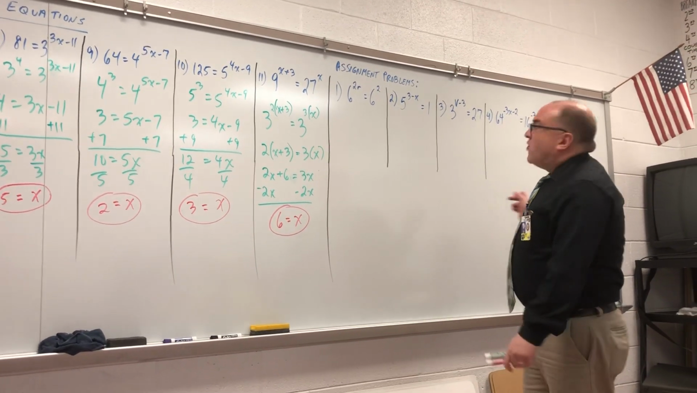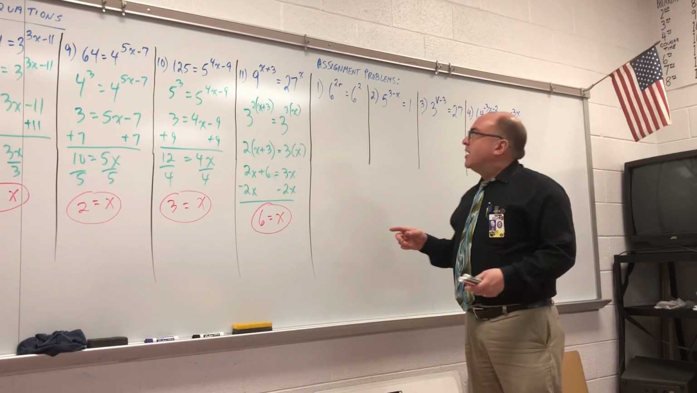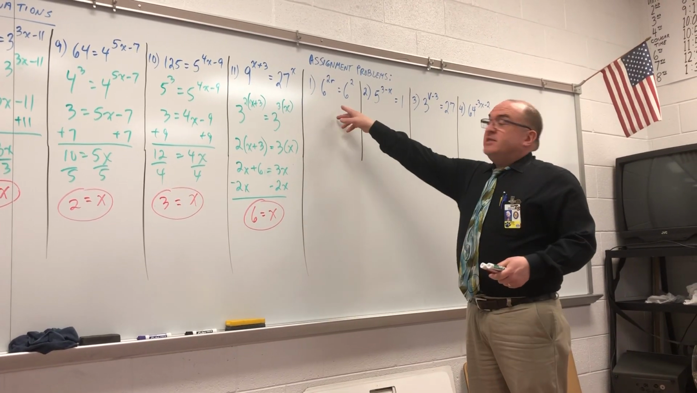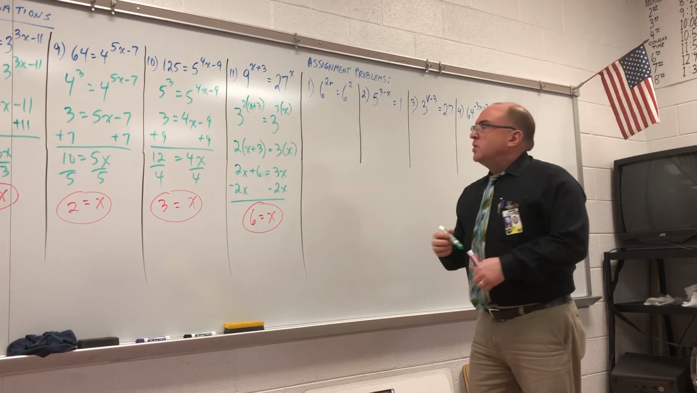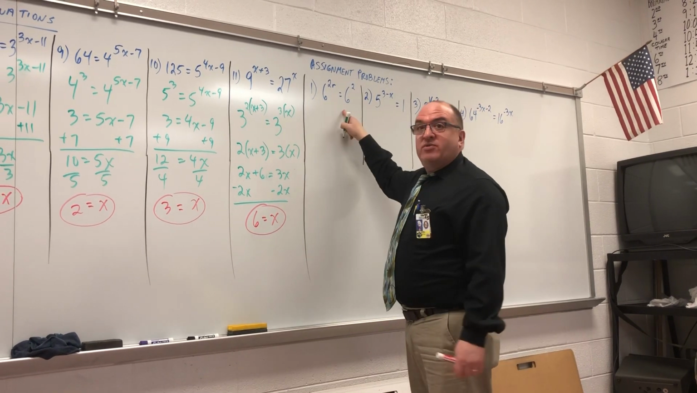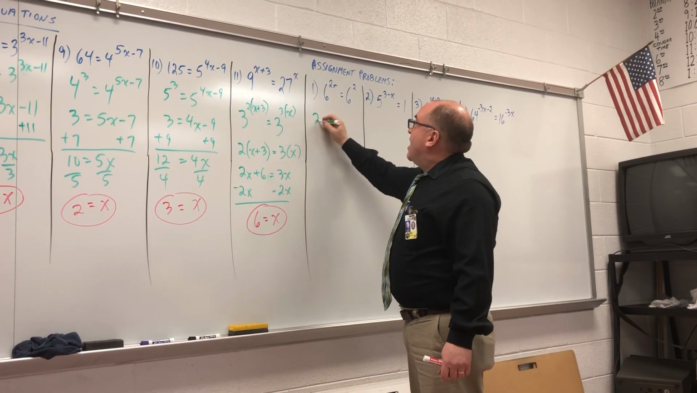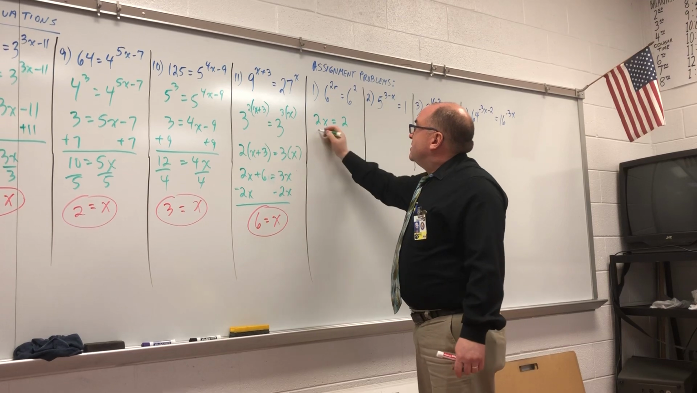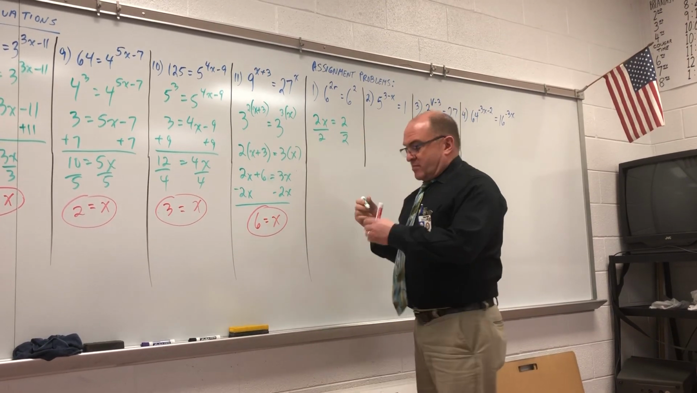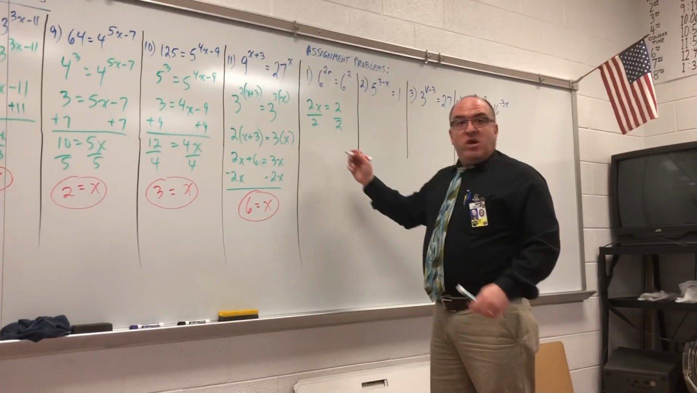Here are the first 4 problems on your worksheet. All right. 6 to the 2r equals 6 to the 2. All right. This one, the bases are already the same. So 2r equals 2. Divide by 2. See, you do it too.